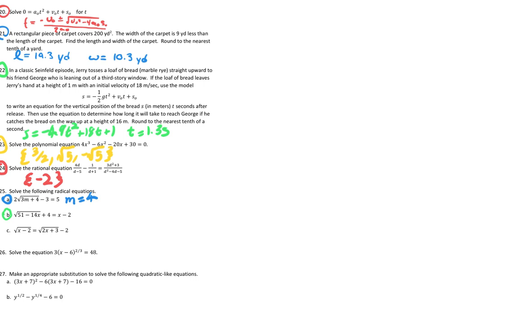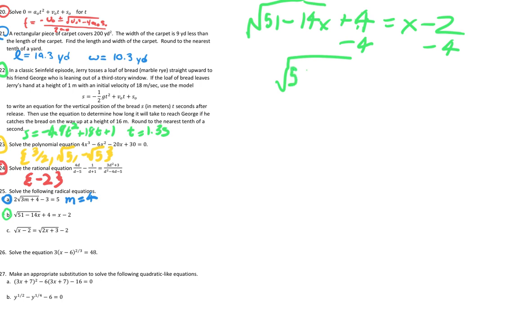All right, next we're going to solve for 25b. So the square root of 51 minus 14x. Then outside the radical, we have a plus 4, and that is equal to x minus 2. I'm just going to do a quick fix of that 4 real quick. Okay. So I'm going to subtract this 4 on both sides. So we're going to have the square root of 51 minus 14x is equal to x minus 6.